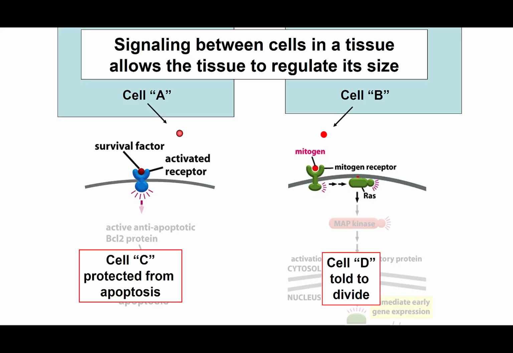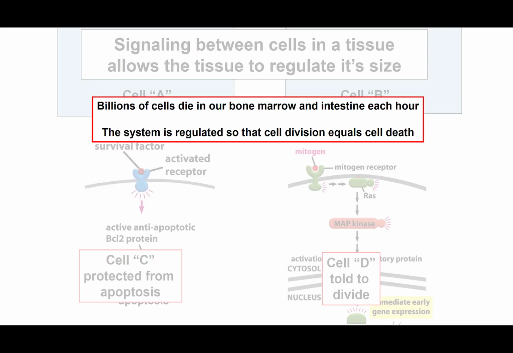If you think about the overall picture, signaling between cells in a tissue allows the tissue to regulate its size. Imagine in the square here, we have cell A secreting a particular survival factor that might activate a particular receptor on a neighboring cell, and this cell, cell C, would be protected from apoptosis. Instead, with another cell, maybe it secretes a mitogen that activates a receptor and activates a pathway, and here cell D is told to divide. Survival factors protect cells from apoptosis, mitogens cause cell division, and lack of them causes apoptosis. These are all methods to regulate tissue size. As an example, billions of cells die in our bone marrow and intestine each hour. The system is regulated so that cell division equals cell death.